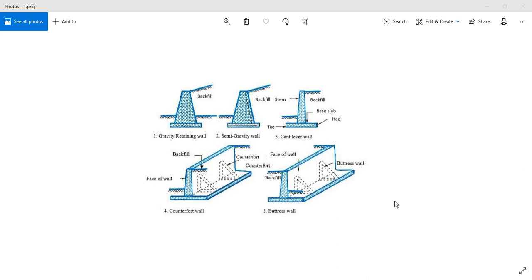The first we'll talk about is the gravity retaining wall. This is the gravity retaining wall. The major thing it uses to retain is its own weight. It is very bulky, a full mass of concrete, but it's not too good for retaining earth that is higher than 3 meters. Anything above 3 meters, it is not very economical to use the gravity retaining wall.